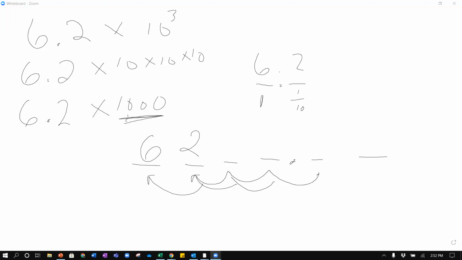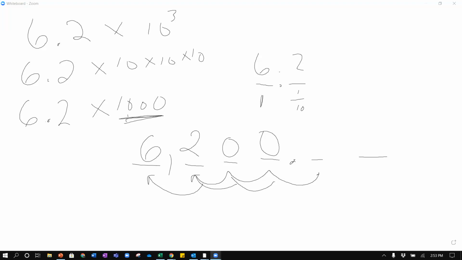We need to fill in those blank spots. There's nothing in the tens place. There's nothing in the ones place. Our answer is 6,200. And notice that we just increased the value of each of the digits by 1,000 times. We moved them 3 place values.